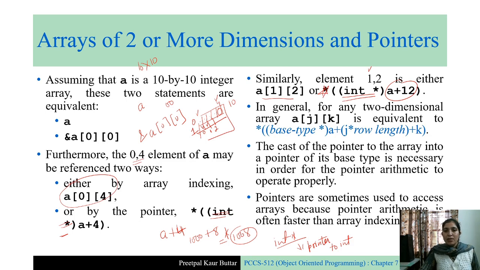And in general, for any two-dimensional array, A[j][k], we can write it as A plus j multiplied by row length plus k. j multiplied by row length means, in the above example, j was 1. j was 1 means we are in the first row. We have already passed the zeroth row. So how many elements are in the zeroth row? In the zeroth row there are 10 elements. That is why we are multiplying by row length.